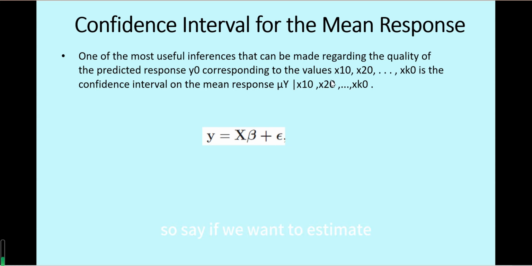So say if we want to estimate the mean response of y, we call y0, from the given variable of x10, x20 until xk0. So we can write mu y given x10, x20 until xk0.